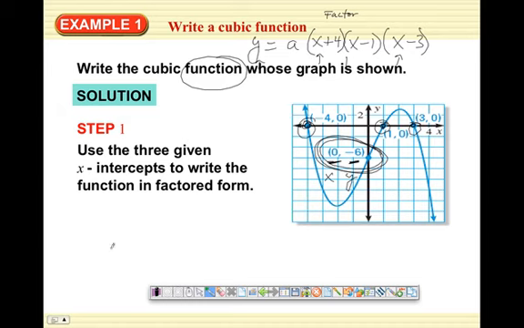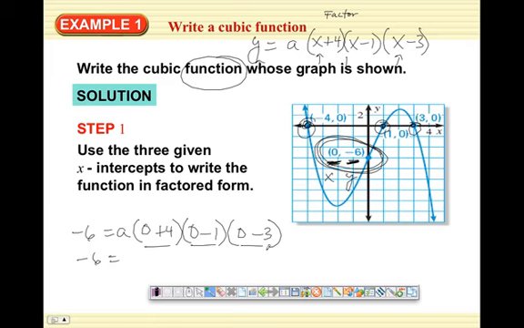So y, negative 6, equals a, we don't know. X is, I plug it in for now, 0 plus 4. X is 0 again, minus 1. And x is 0 again, minus 3. Everybody see what I did? I just plugged in 0 for x and negative 6 for y. Look what's left over. A is left over. Negative 6 equals 4 times negative 1 times negative 3, which gives me positive 12, times a. So divide by 12. A equals negative 1/2. We found a.